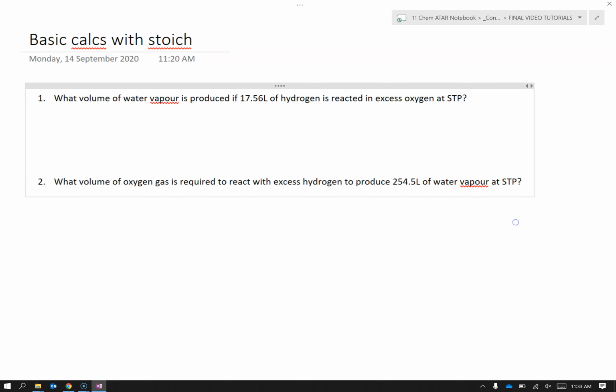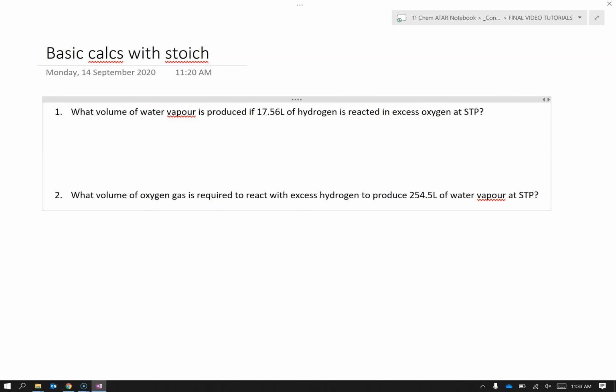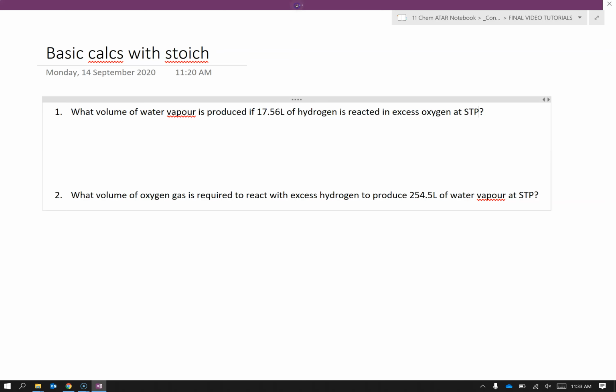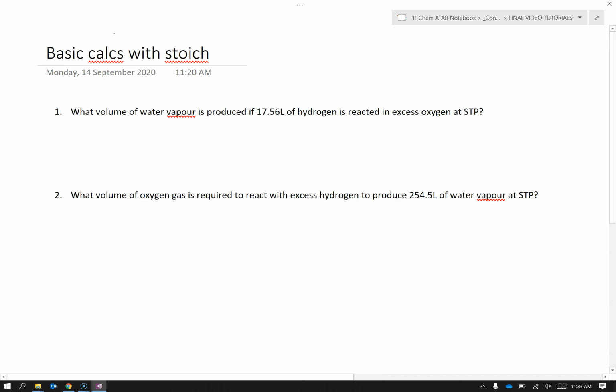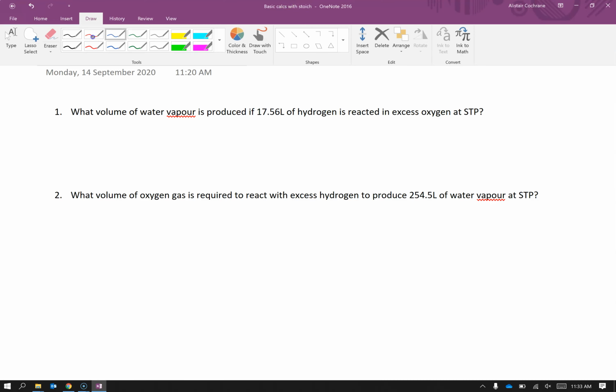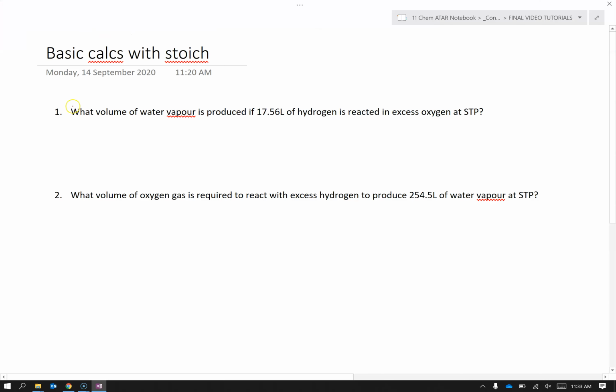We've got a couple of sample questions here. What volume of water vapor is produced if 17.56 litres of hydrogen is reacted in excess oxygen at STP? So a couple of key things we need to highlight first. Stick with the theme, I've been doing it in red. So essentially, the thing that we don't know about here is the volume of H2O, really specifically as a gas. That is what is currently unknown to us.